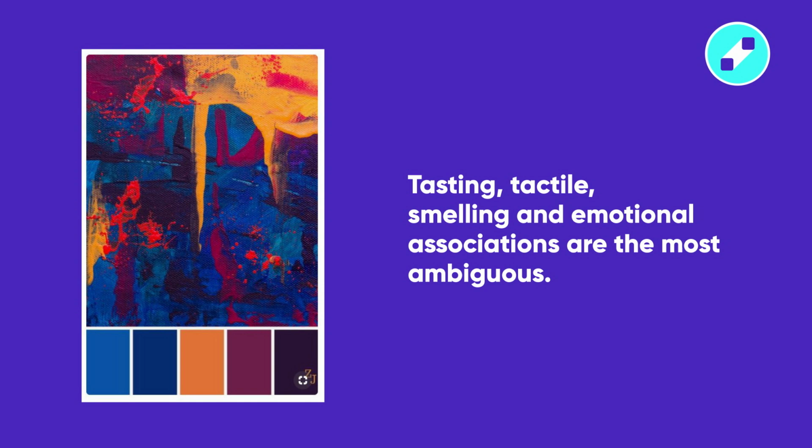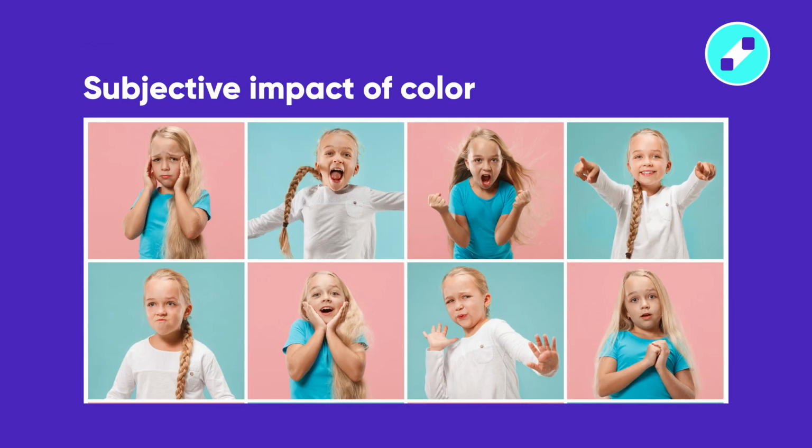The most ambiguous associations are tasting, tactile, smelling, and emotional, because they are connected with individual emotions and senses. Reactions to these parameters can be different even among very close people. The subjective impact of color is connected with senses because eyesight pulls hearing, tasting, and smelling with it. Color impressions can cause memories and the emotions, images, and psychic states linked with them.